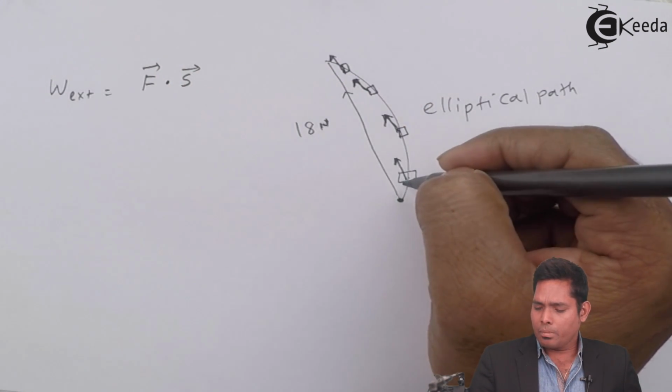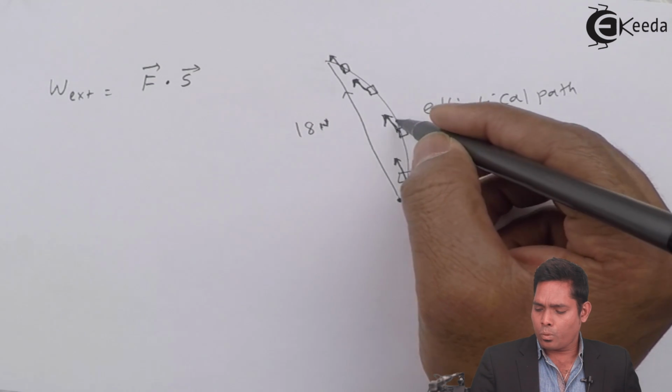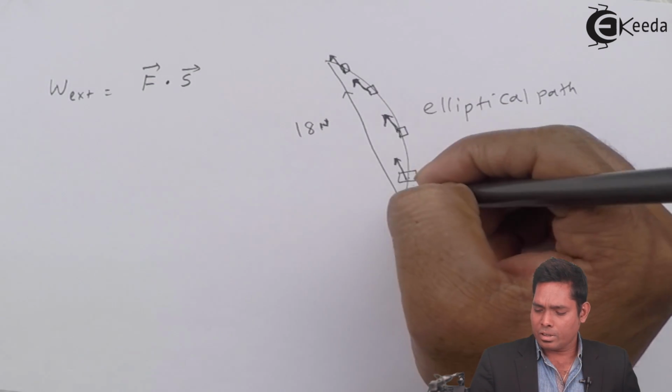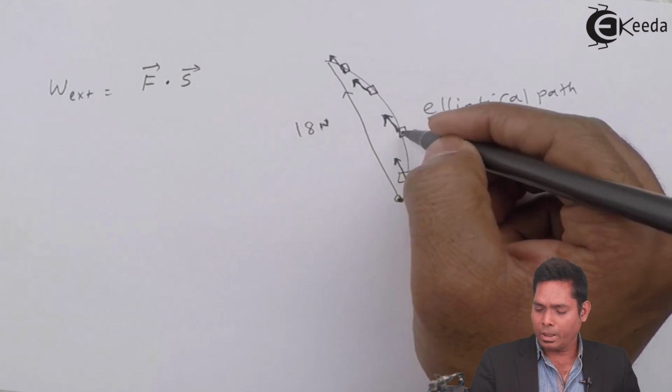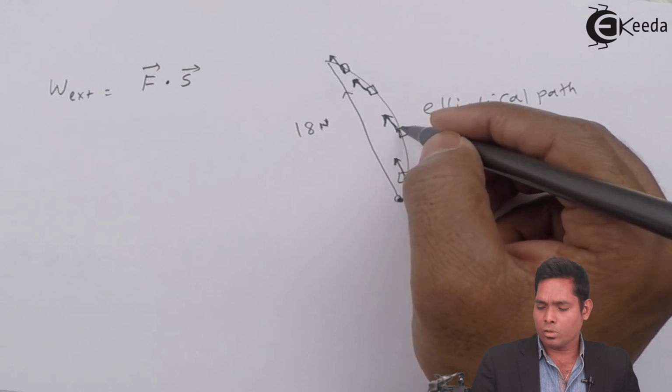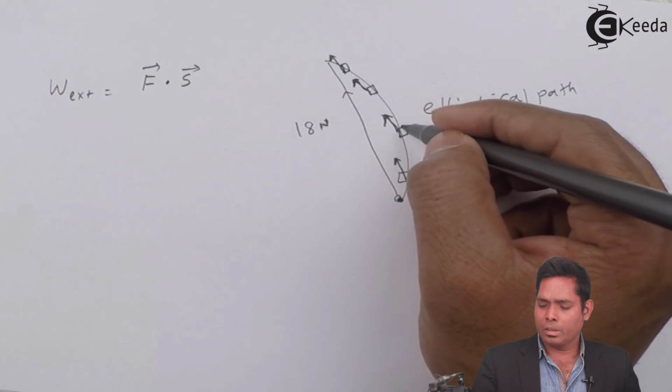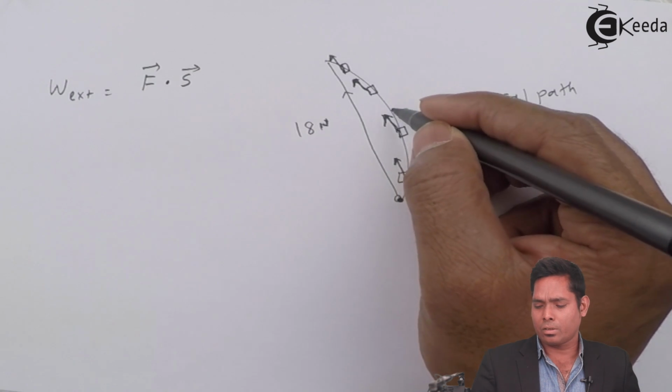What is the work done by this? So this force is in the direction of displacement. Finally, this is the displacement, and if the force is acting somewhere else, we will take the component, but here in this case the force itself is in the direction of displacement.